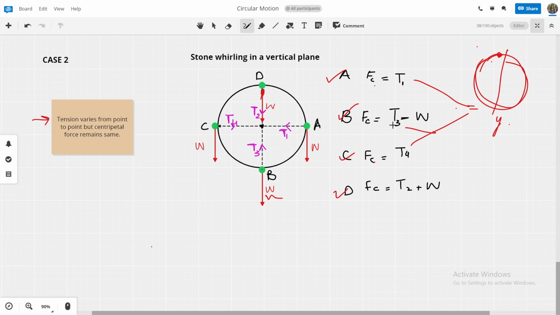As you can see, weight is being subtracted from T3, so T3 must be a big number so that weight can be subtracted and it can still sustain the motion. And at D, T2 and weight both provide centripetal force, so T2 must be a smaller quantity. So we can write it as T3 is the largest, and then T1 is equal to T4, and then T2.